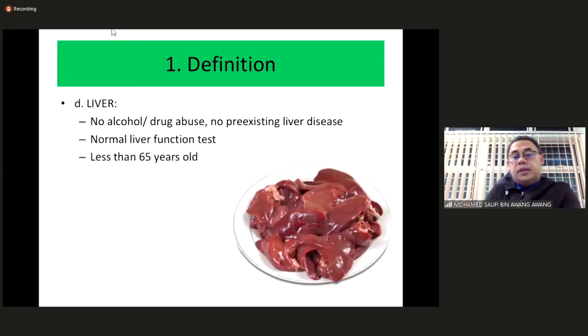Or liver. But this is not the example for the liver, basically. For the liver, the preconditions before a transplantation are no alcohol, no evidence of drug abuse, and no pre-existing liver disease. We have to ensure that liver function is normal. And for age, it is usually recommended to be less than 65 years old.